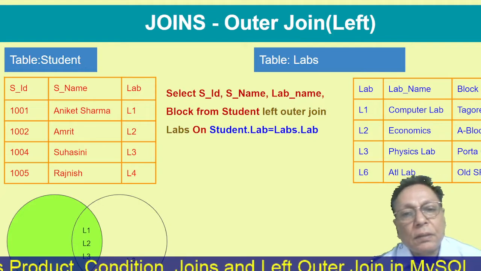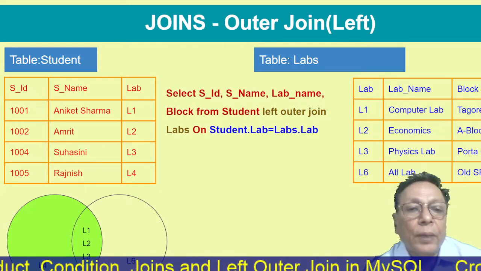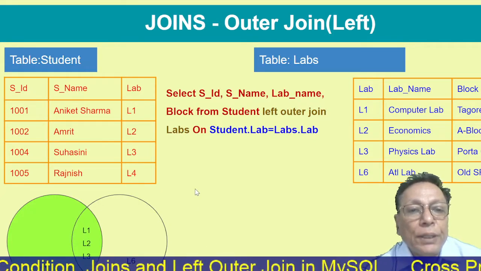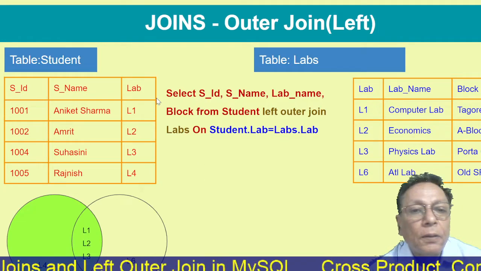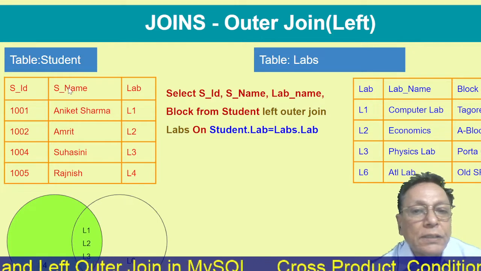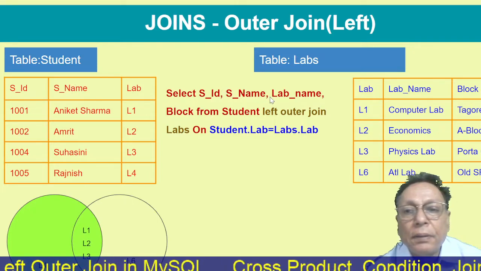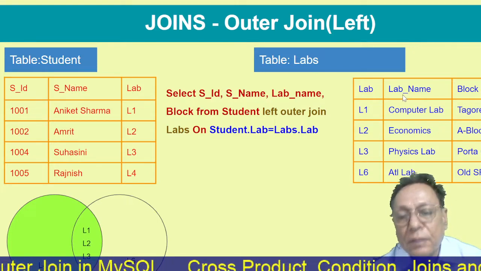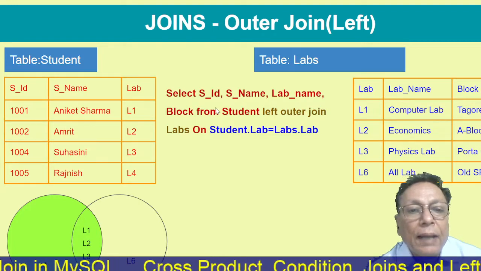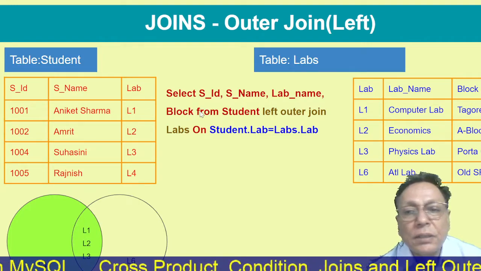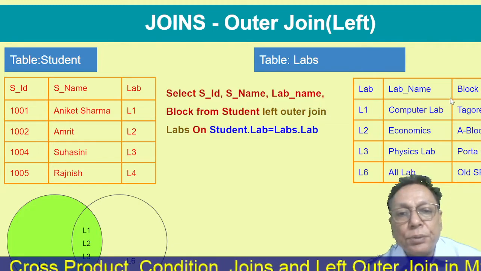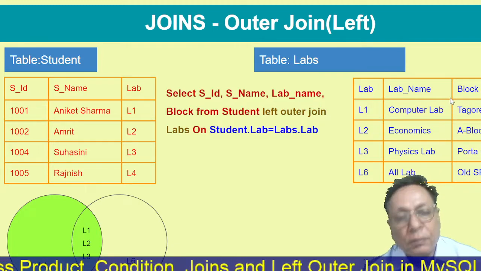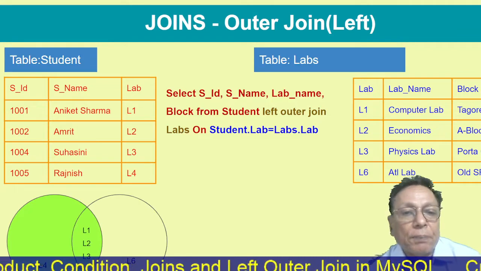So this is the SQL query for this. I am going to select student ID, student name, lab name from the right side table, and block where they are located. So these four columns I am going to grab or want to take in the relation.